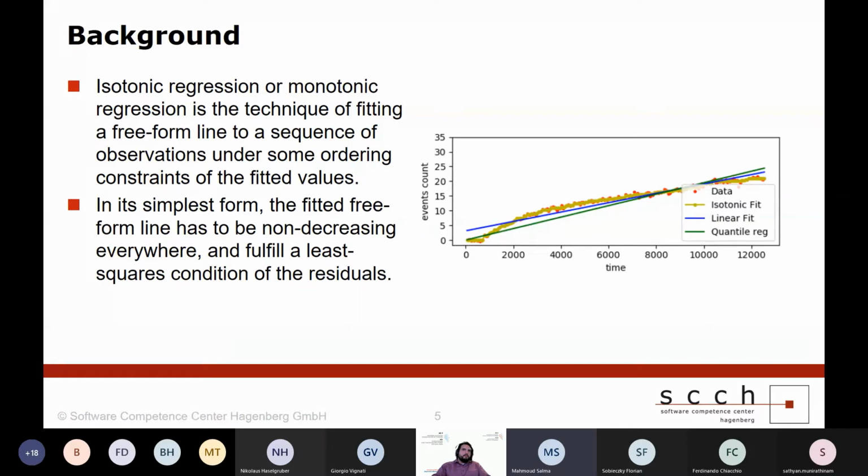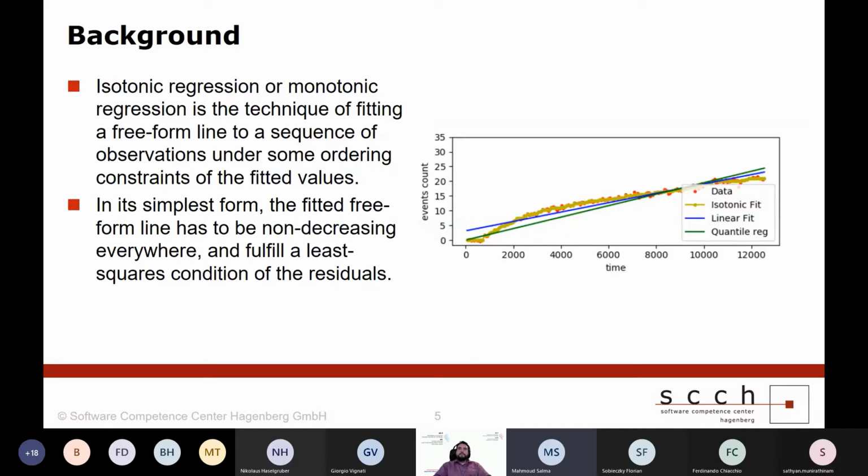And this is a comparison of how it would look if we applied it on this data. The yellow line is the isotonic fit, the blue is the normal linear fit, and the green one is the quantile regression. Also, isotonic regression should fulfill the condition of least square residuals.